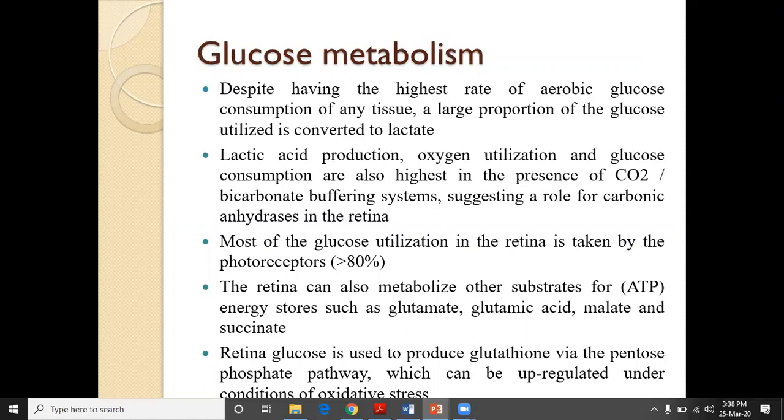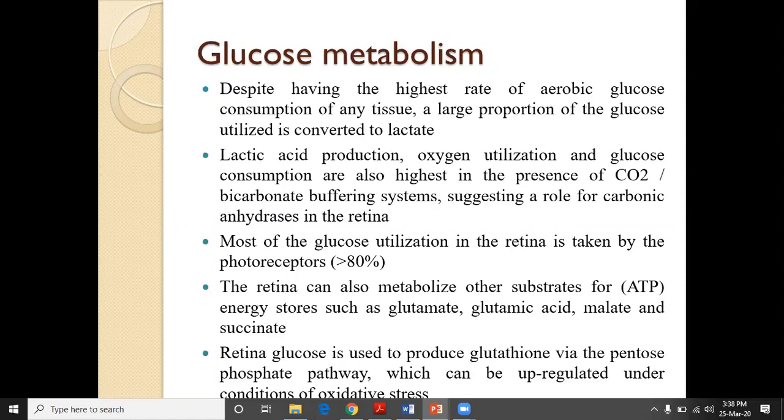Most of the glucose utilization in the retina is taken up by the photoreceptor, as I mentioned, because the highest energy is needed on that particular layer. So definitely the metabolism activity should be more over there. So that shows that it is more than 80%.